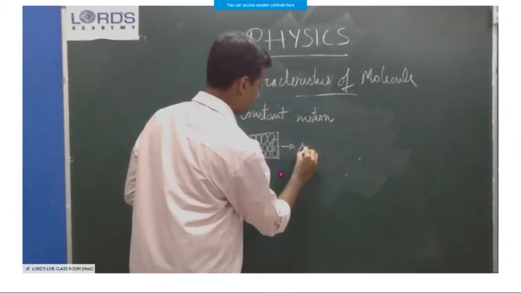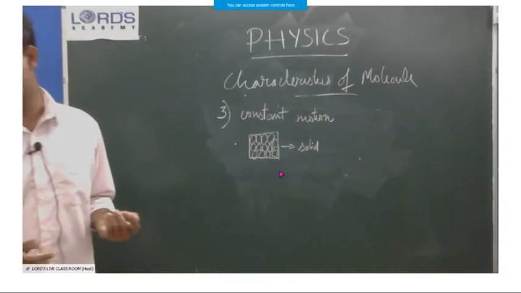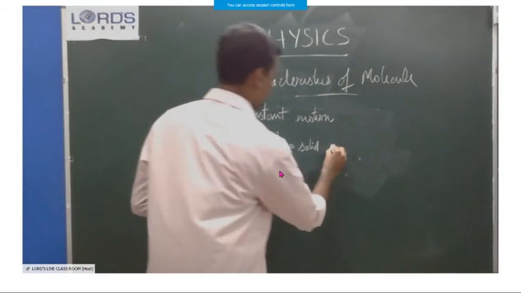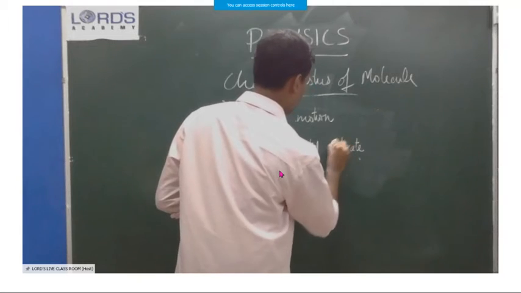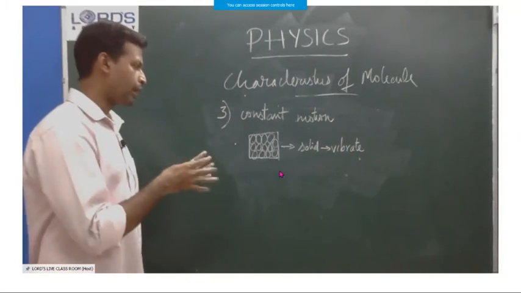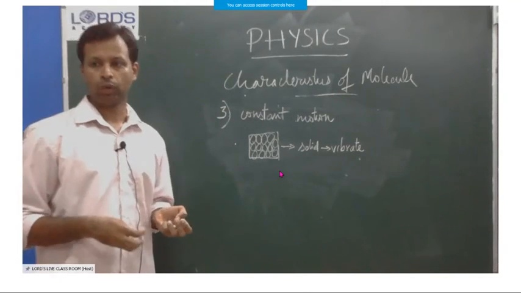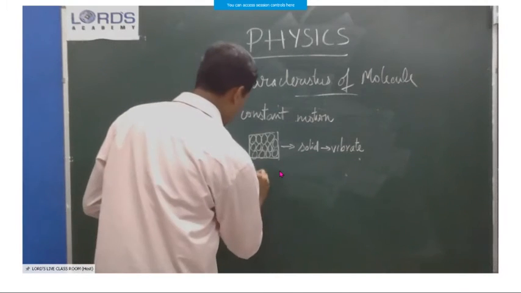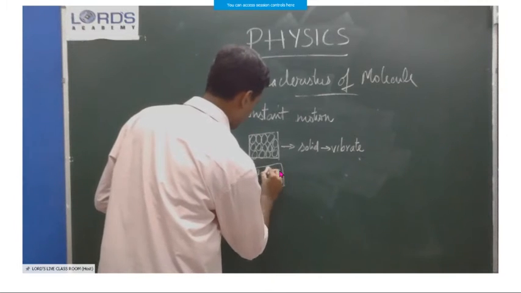In a solid, the molecules can only vibrate. They cannot move, they can vibrate, but it is not visible to us. They are said to be vibrating inside the molecule. Then in liquids, this is not so tightly packed.